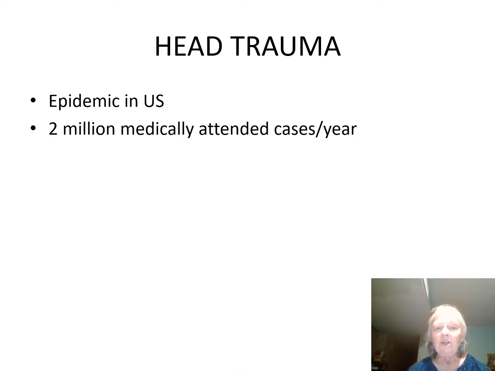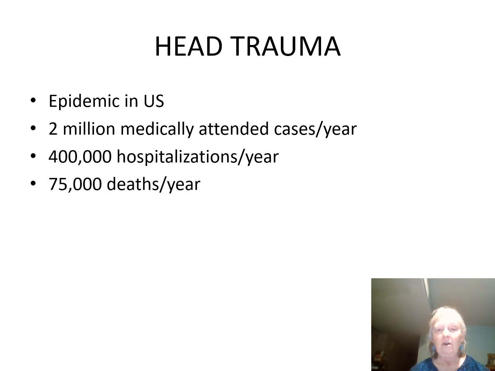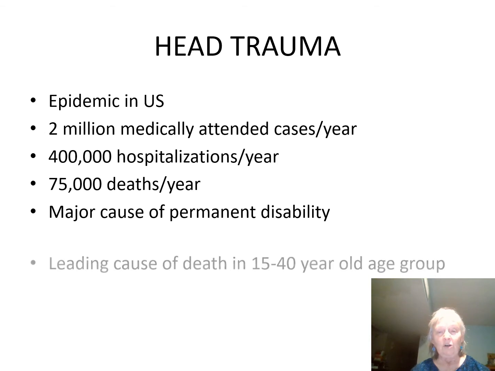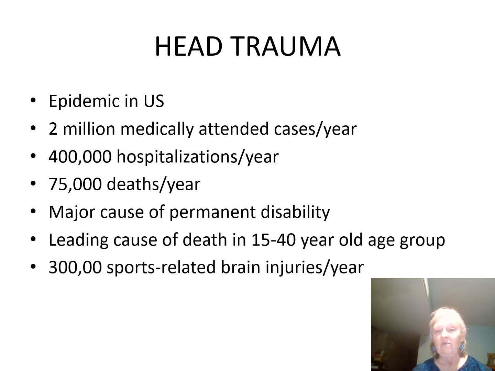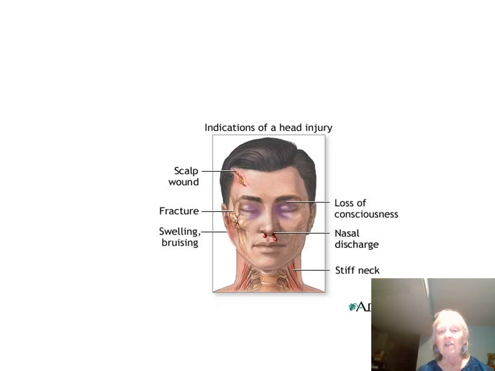So there's about 2 million medically attended cases per year, about 400,000 hospitalizations, about 75,000 will die. It is a major cause of permanent disability. The leading cause of death, as you can see, in 15 to 40, a lot of these are sports-related injuries at that point. So how do we know that you have a head injury?